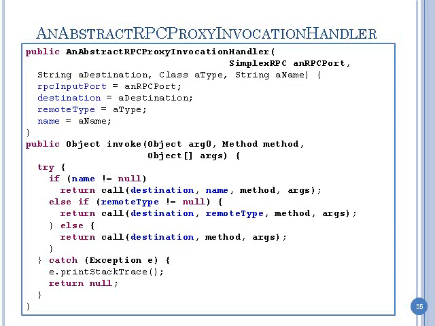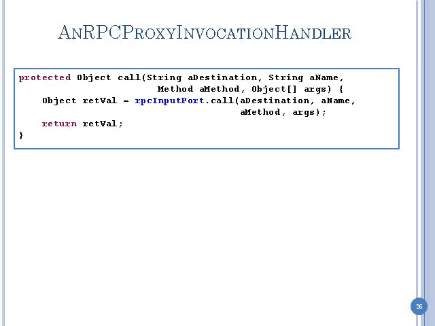I subclass it in many different ways, and this is one of the subclasses. My subclass is just taking the call method and sending it to the RPC input port. So this is where the abstract method has been implemented. You get to see now how control transfers from a proxy to the RPC port. Questions?